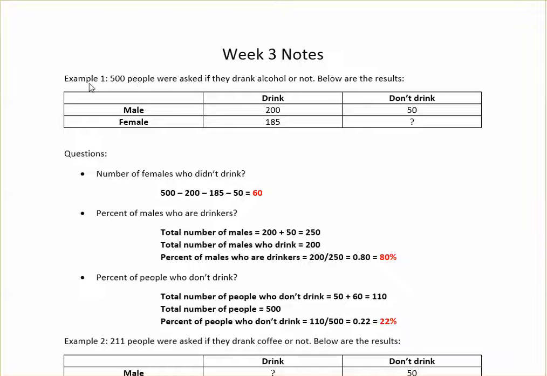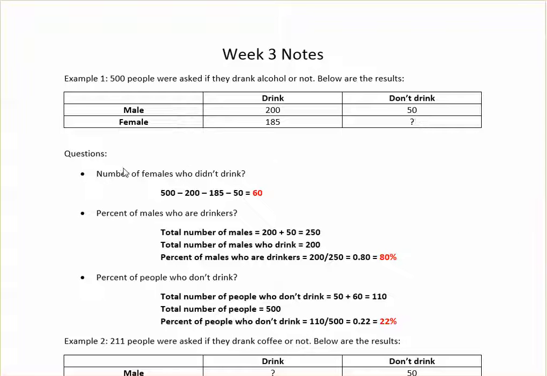So the first one is example 1. 500 people were asked if they drank alcohol or not, and below are the results. You've got your males, which is this row going across: 200 drink, 50 don't drink. And then you've got your females, 185 who drink, and then we have our question mark for don't drink.